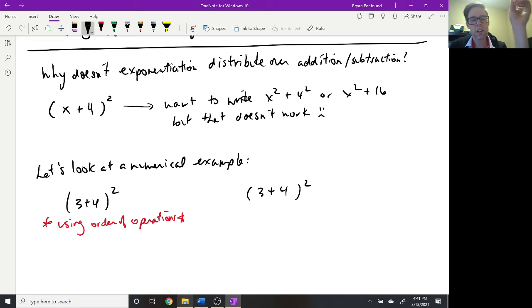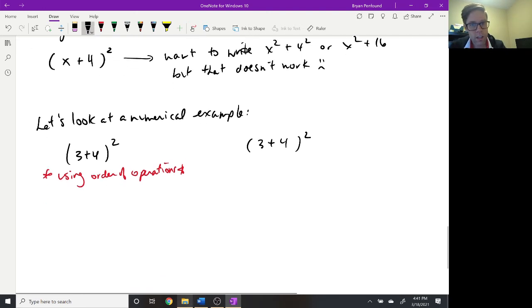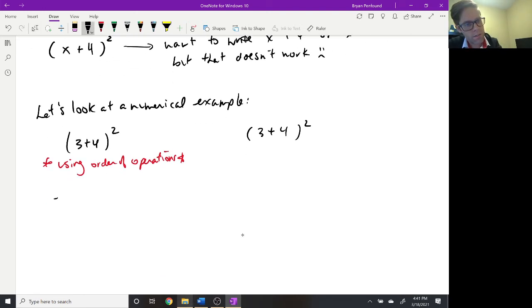In other words, we're going to look at PEMDAS. We're going to look at tier 1, which is working in the parentheses first. If I work in the parentheses first, 3 plus 4 is 7. So I'm going to get 7 squared, and I know that 7 squared is 49. So this is the correct way using the order of operations agreement that we talked about in Wednesday's class.